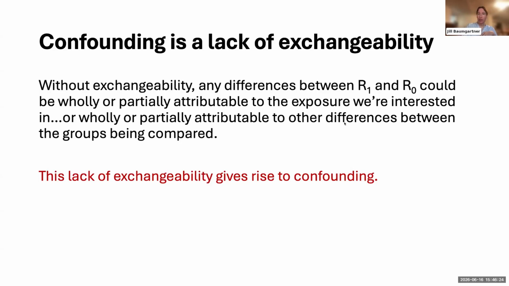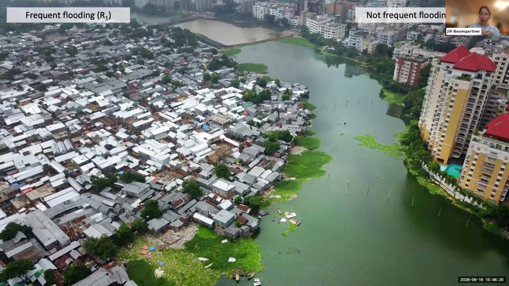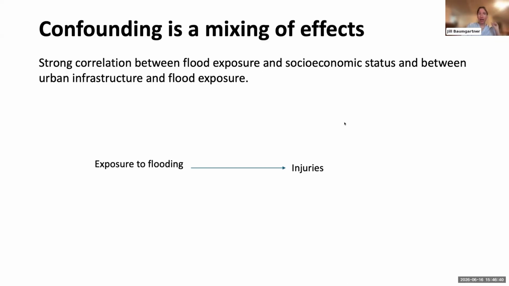So if we go back to our flooding example, we were talking about how there are lots of different factors, infrastructure, socioeconomic status, water and sanitation, that are pretty major differences and visible, right? And so if we're thinking about that from a confounding standpoint, right? Here we want to look at exposure to flooding and whether or not it impacts injuries. So this is the study question that we're looking at here.